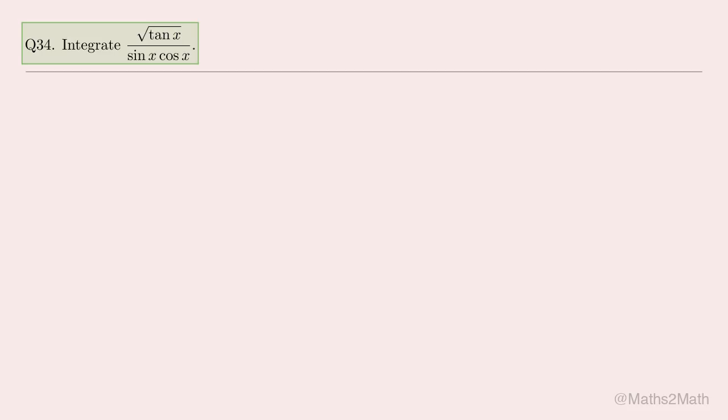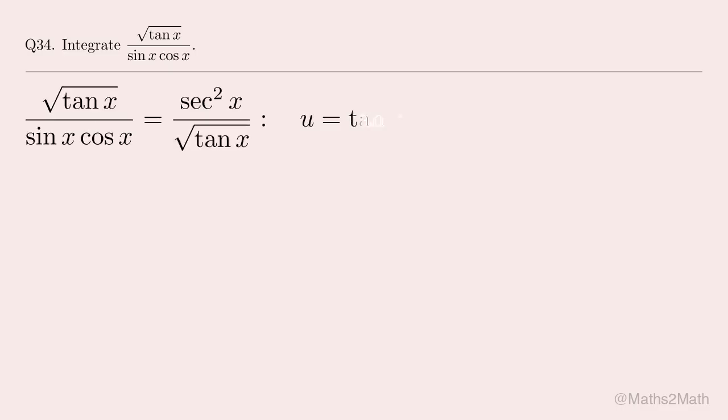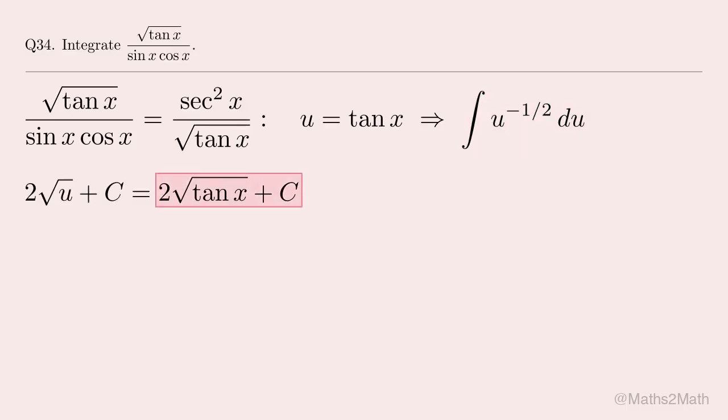Question 34. Multiply top and bottom by secant squared's ingredients. The denominator becomes tangent times cosine squared. Divide inside by cosine squared. Sine cosine is tangent cosine squared, so the integrand is secant squared over root tangent. Twice the root of tangent.